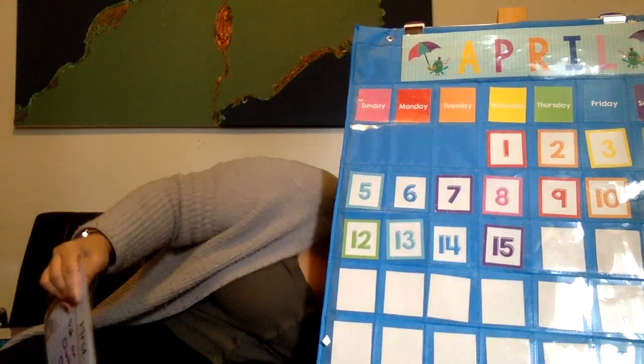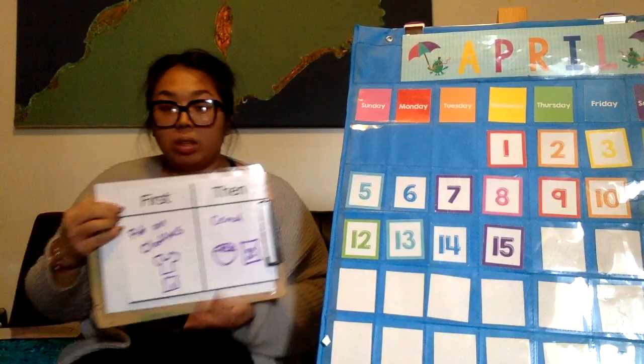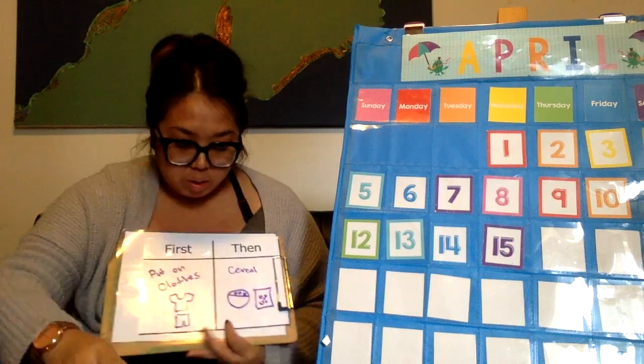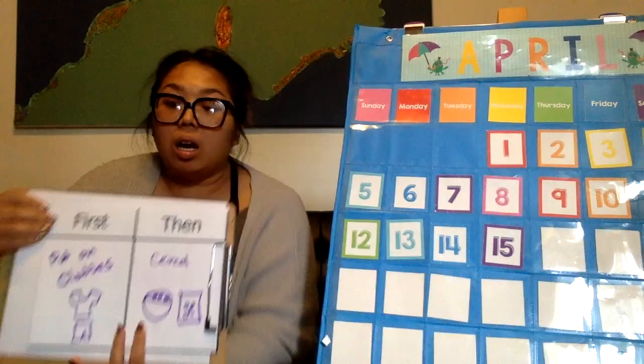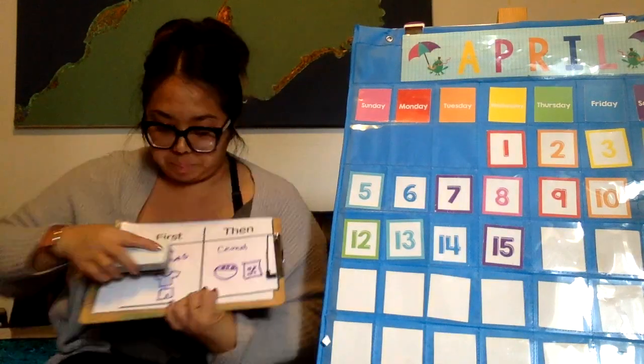This kind of sets an expectation of what they are going to do, so that they know in a visual way. Let's say instead of putting on their clothes, you wanted them to sit down and write their ABCs. So you can do first, write your ABCs, and then you get a blanket swing.